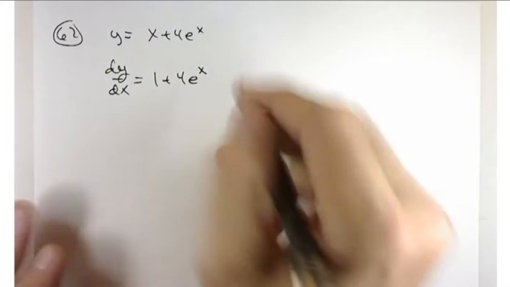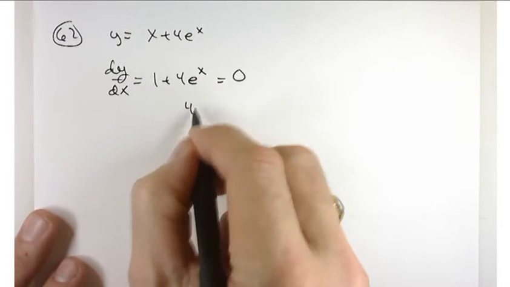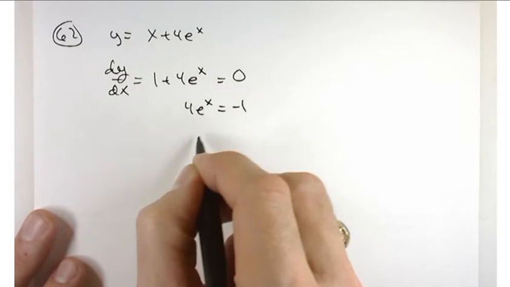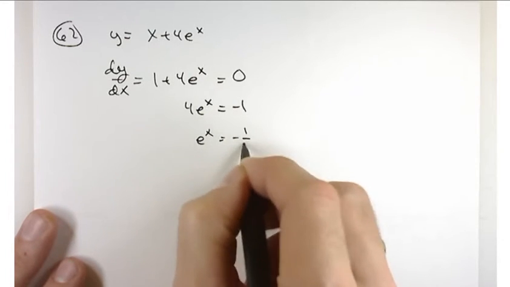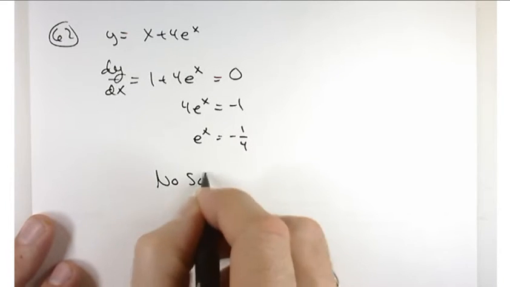We want to know where this is equal to 0. So we solve, we get 4e to the x equals negative 1. e to the x equals minus 1/4. And there is no solution here.